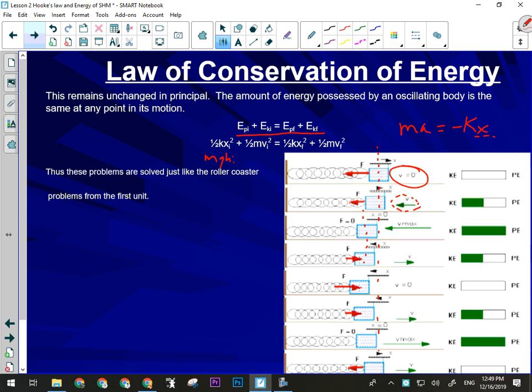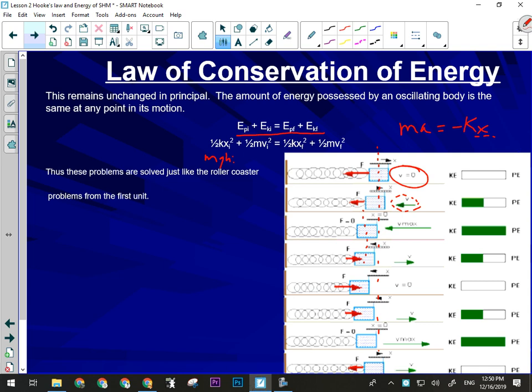Now, back to Robert's question. How can I tell the difference between a law of conservation of energy question and a Hooke's law question? The answer is this. A law of conservation of energy question always has to compare 2 points. You can't do a law of conservation of energy question unless you can equate initial energy to final energy, which means you have to be comparing 2 different points in the motion. A Hooke's law question is only dealing with 1 position. So that's basically how you tell them apart.